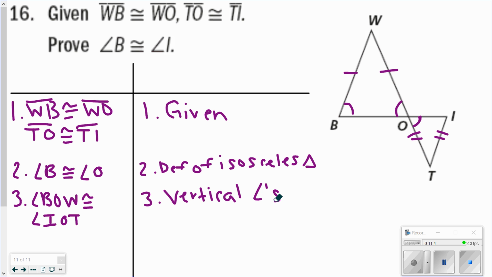And lastly, I have an isosceles triangle for triangle TOI. So if O and I are base angles, we know that they are congruent. So I'm going to write this out, that angle I is congruent to angle O. And the reason there, definition of isosceles triangle.